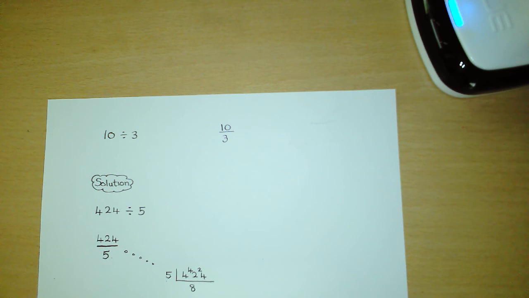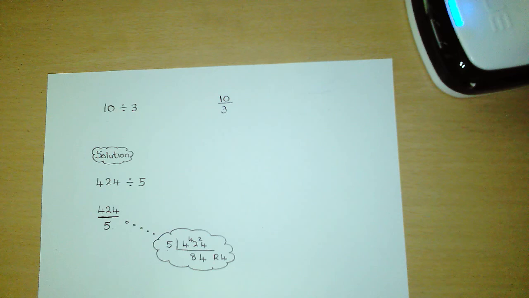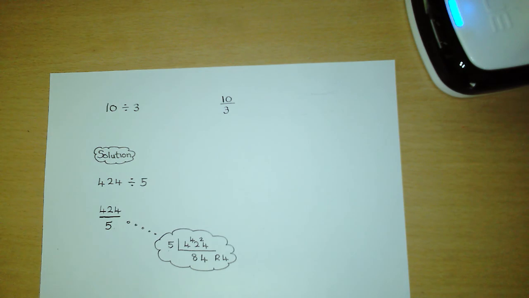That carries over to make 24. 5 goes into 24 4 times. And we're left with a remainder of 4. So the whole number we're left with is 84. And then we put the remainder that we're left with over the denominator that there was originally here, so over 5.